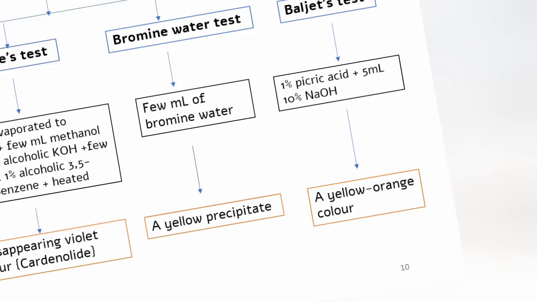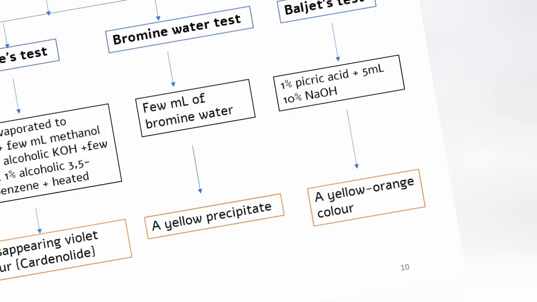We have two types of cardiac glycosides, bufadienolides and cardenolides, and this classification is based on the presence of the lactone ring, whether it is a butyrolactone ring or a furanolactone ring. Kedde reagent gives a violet color, a disappearing violet color, with cardenolides.